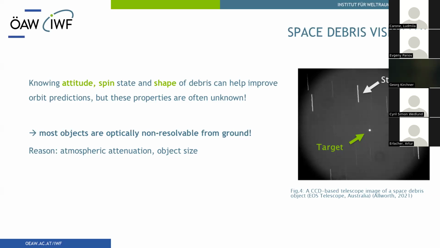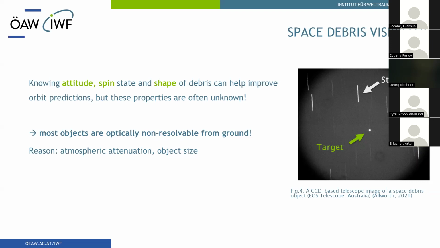The problem is we cannot easily find out these properties. If we follow a very naive approach, we might have the idea, okay, I just point a telescope at the space debris object, and then I find out if it's a cylinder or a box, and I'll see all these properties. Unfortunately, that doesn't work very well.